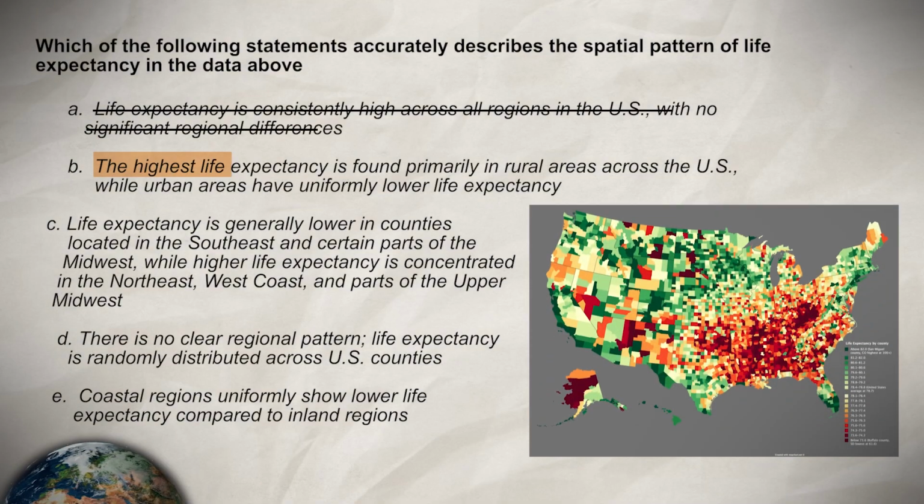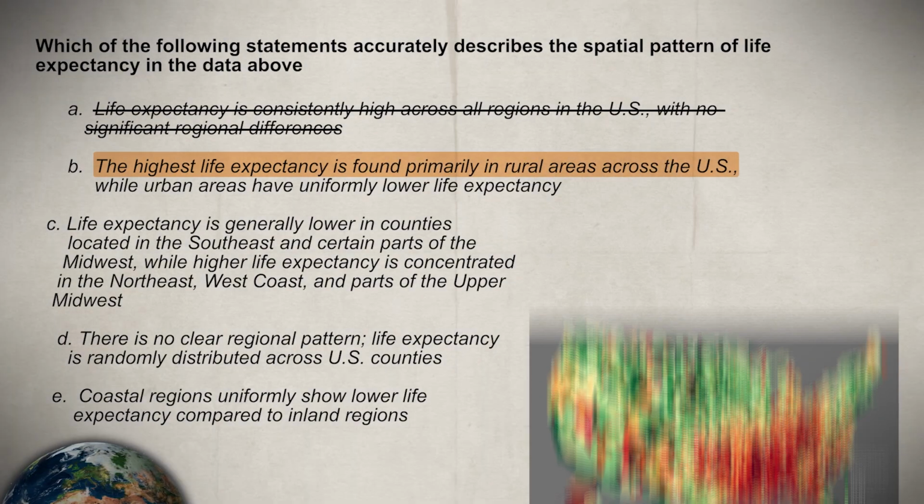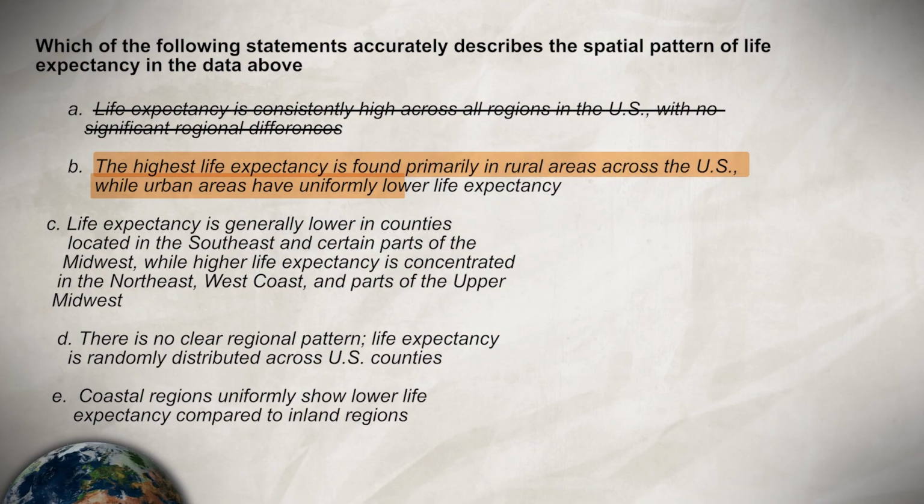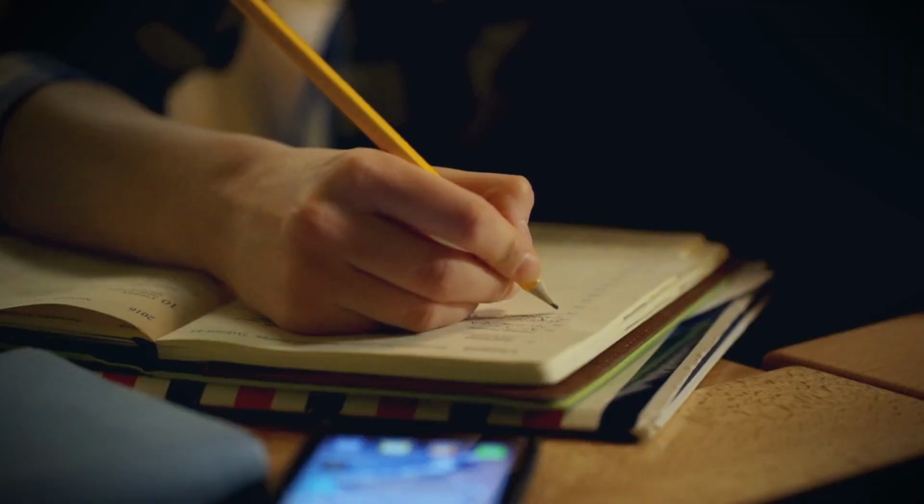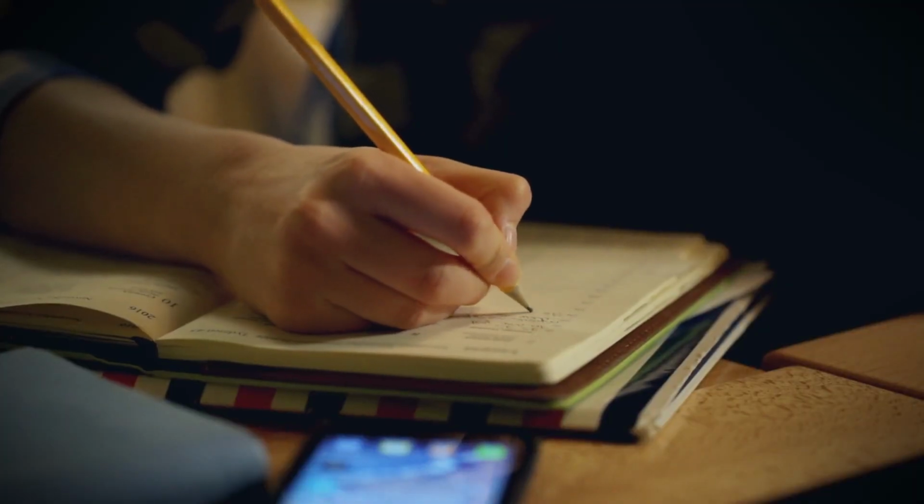Also, make sure you are on the lookout for possible answers that could be correct, but do not directly connect back to the data or question that you're looking at. For example, B says that the highest life expectancy is found in rural areas, while urban areas generally have a lower life expectancy. This could be true or it could not be true, but it doesn't really matter because there are other answers that do a lot better job at describing the spatial pattern of life expectancy and connect better with the map and the question. To be honest, the only way to know if you have this skill down is to practice.